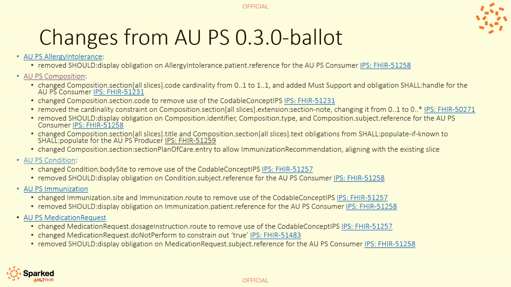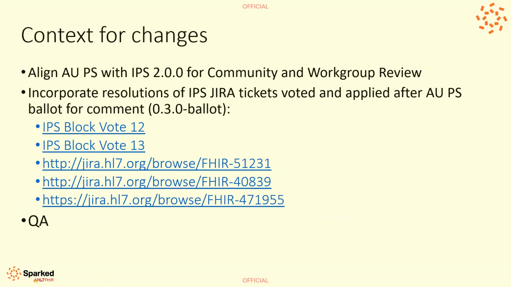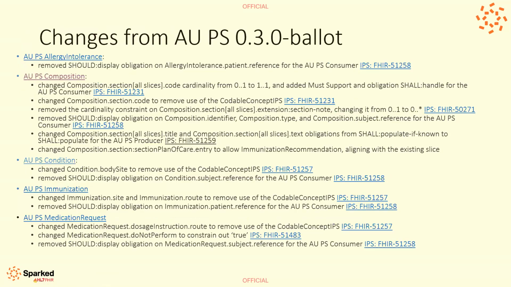Not if you call dollar validate. Yeah, if you call dollar validate, there are only composition changes, and then there's, as you said, medication request changes that we would expect. And section note I see has gone from 0-to-1 to 0-to-many. Exactly, so that's the other cardinality change. So I think there's really only 3 changes that actually impact a validation.